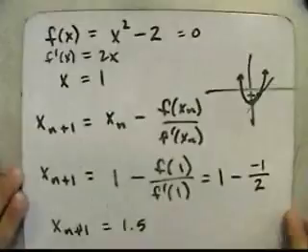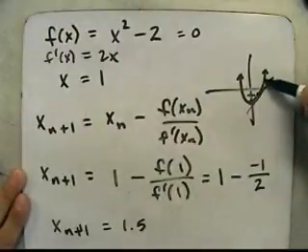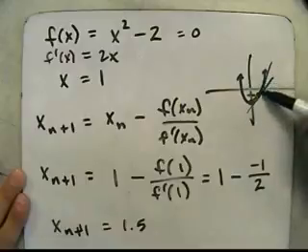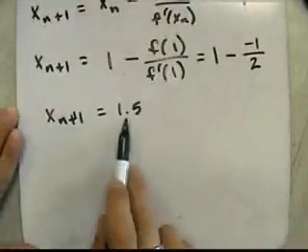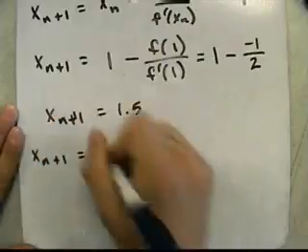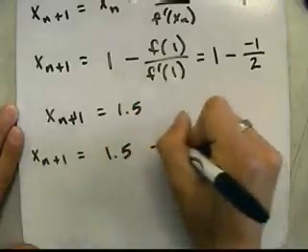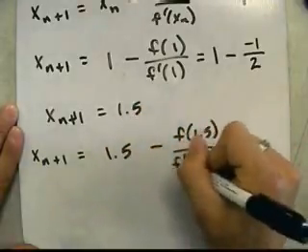Okay, now as far as the graph goes, 1.5 was this number right out here. And then I go right up to the graph right here, and then I want to find the tangent line of this guy. And that's going to get me closer and closer as I go. So now I want to plug in 1.5. If I want to find my next term in this sequence, I'm going to go 1.5 minus f of 1.5, divided by f prime of 1.5.